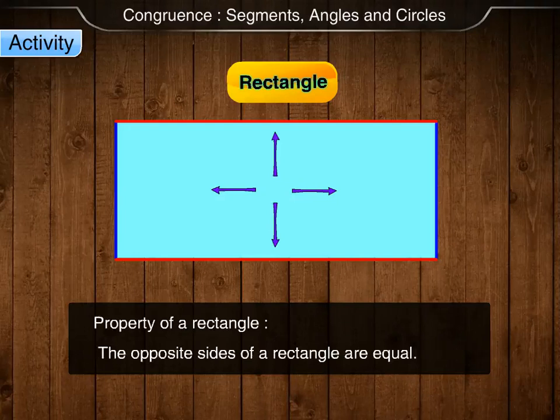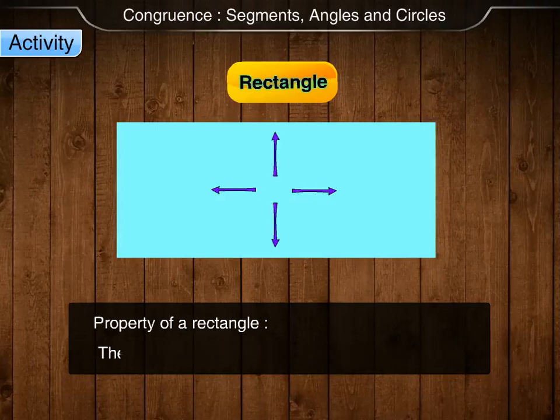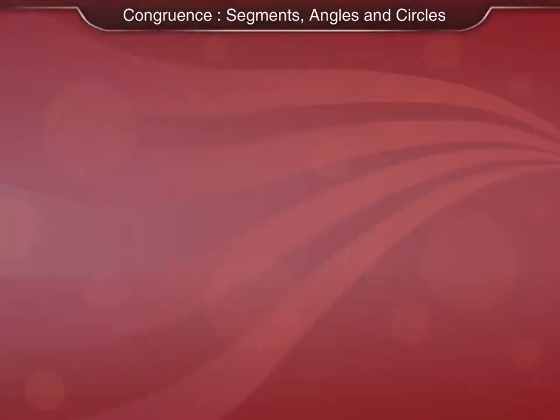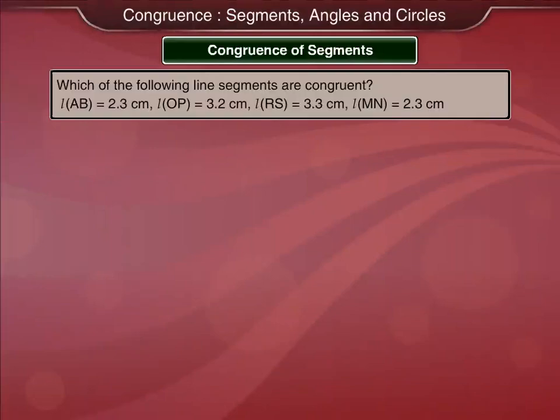Let us do one more activity. Let's practice. Which of the following line segments are congruent? Length of segment AB is equal to 2.3 centimeters. Length of segment OP is equal to 3.2 centimeters. Length of segment RS is equal to 3.3 centimeters. And length of segment MN is equal to 2.3 centimeters.